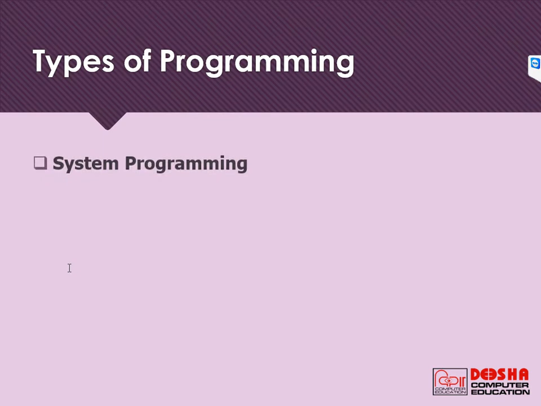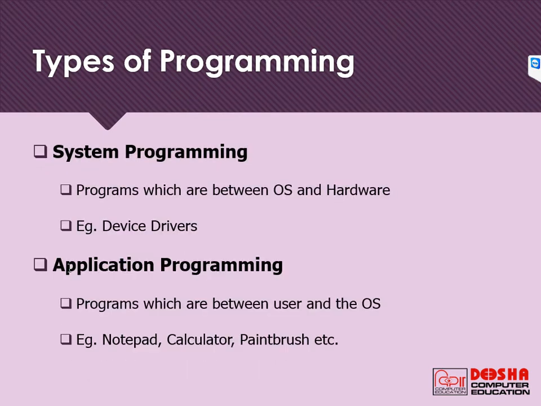Basically there are two types of programming, system programming and application programming. System programs lie between the OS and hardware, like operating systems, device drivers and so on. Application programs lie between the user and the operating system, for example notepad, calculator, paintbrush. Many companies nowadays use invoicing systems. In our MKCL center we are also using software called Biz Client. Biz Client is an application program which lies between the user and operating system. So many different types of applications and system software are there.